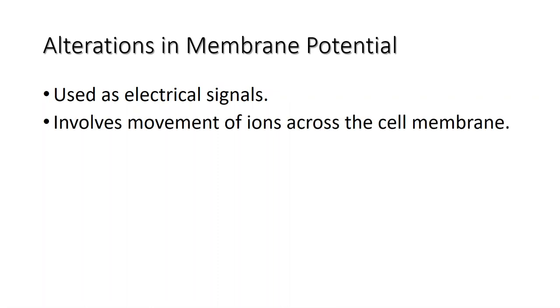Alterations in membrane potential are very important since these are used as electrical signals in the nervous system. One of the most important alterations in membrane potential is the action potential, which serves as an electrical signal in the body. Membrane potential and action potential generation depend upon movement of ions across the cell membrane governed by electrochemical gradients.